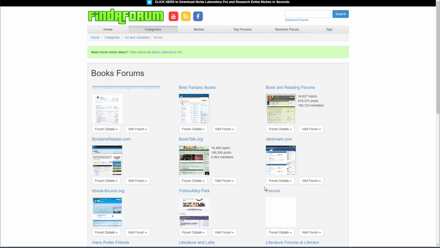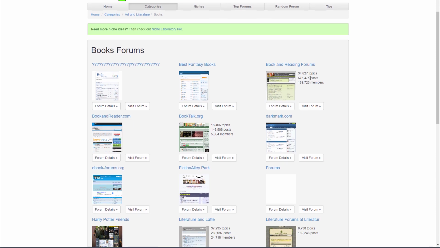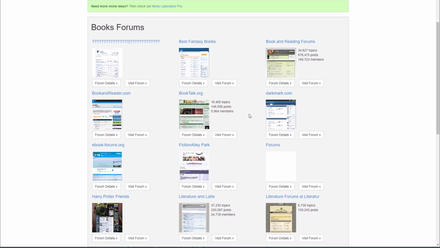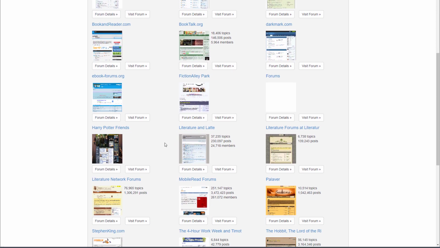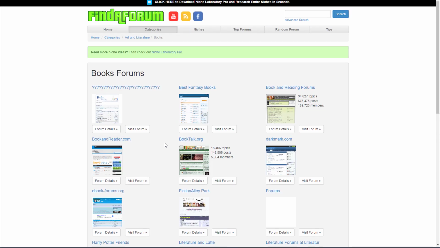And you're going to see a whole bunch of forums come up. Now, what I like about Find a Forum is that it gives you these metrics here: the topics, the posts, the members. What you want to do is take a look at these forums and find ones that are active with a lot of members. Because as you know, there are a lot of forums on the internet and a lot of them are frankly dead or dying. And you don't want to waste time posting on a forum that's dead or dying.